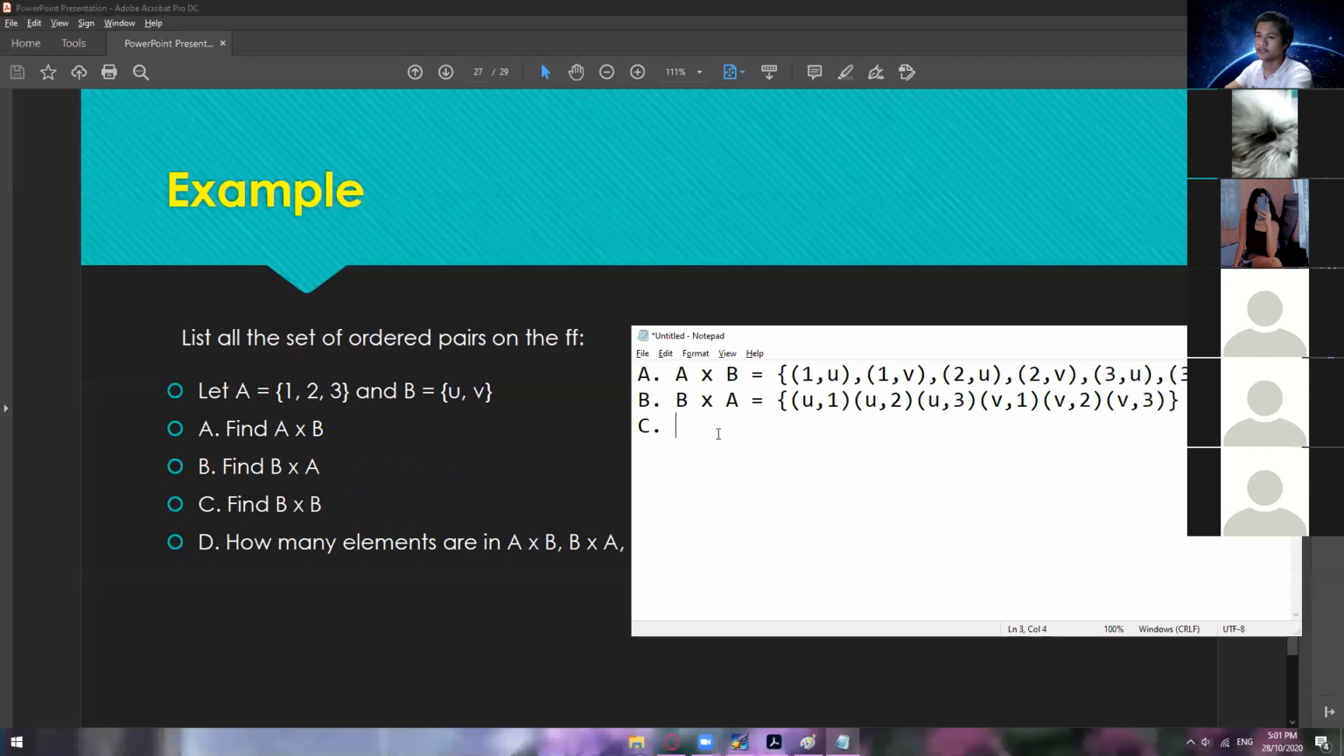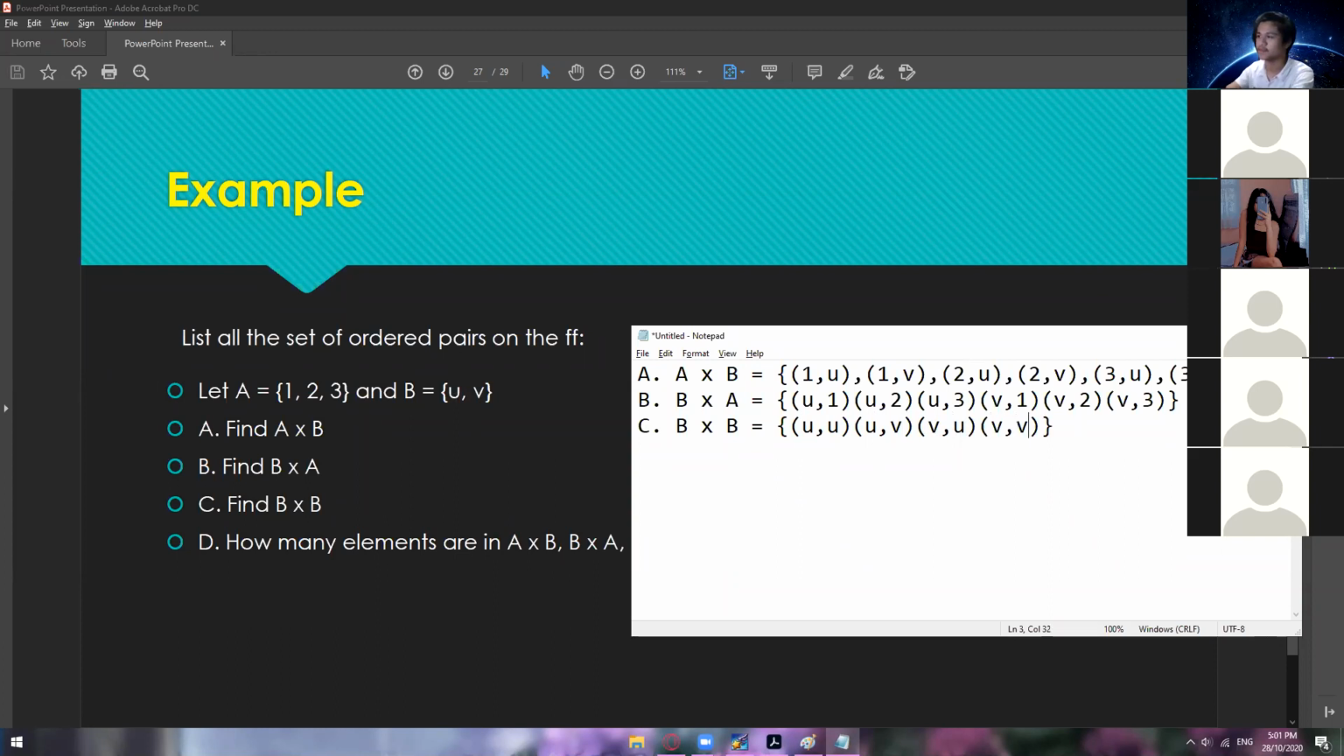How about the letter C? Okay. Find B times B. So, in here, we have a total of 4 elements, 4 ordered pairs. Sorry. So, multiply nyo lang sa sarili. Okay? So, we have UU, UB, BU, and then BB.